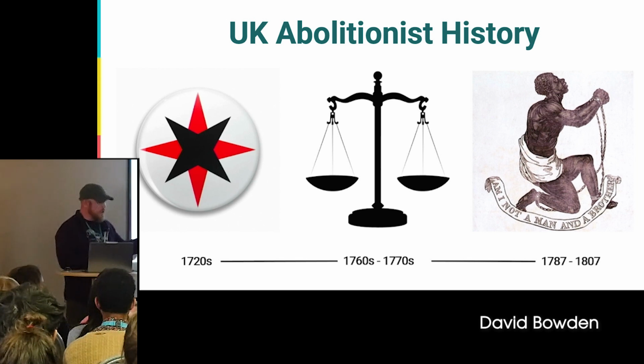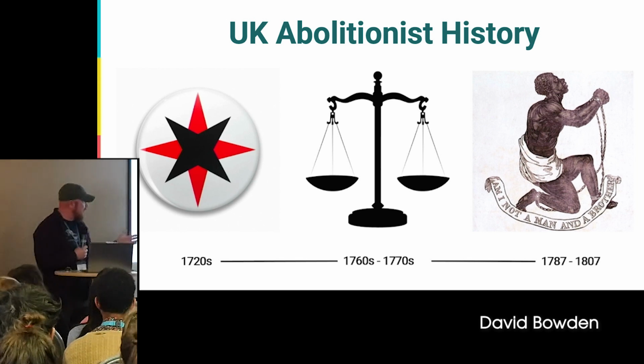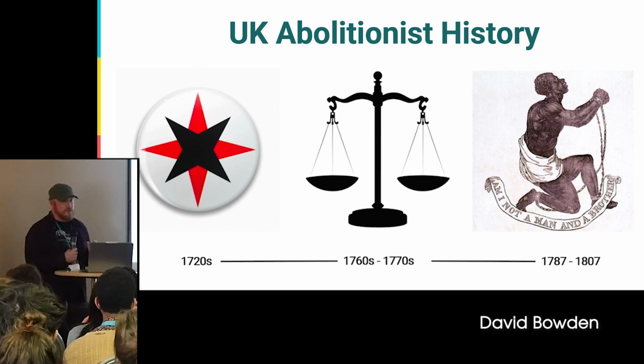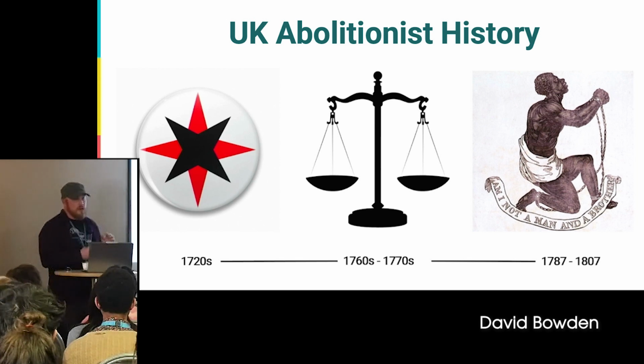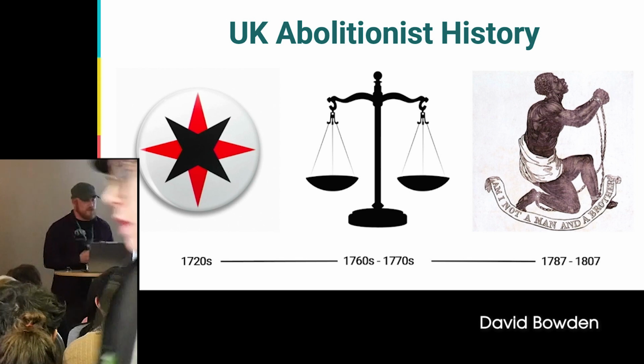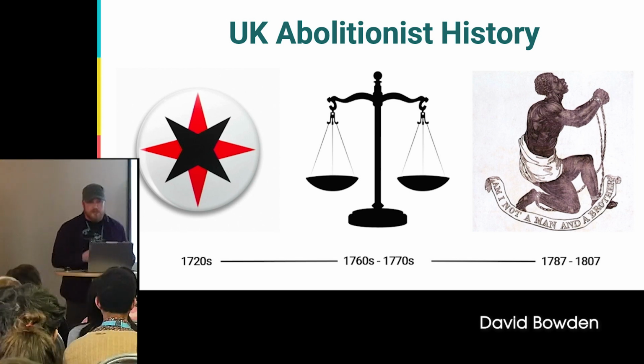That image there is the Wedgwood medallion. At the time, this was a very popular symbol of abolitionism for a few reasons. One, it's a supplication to God. In a very Christian society, it was an appeal to that Christian sense of helping others, charity.